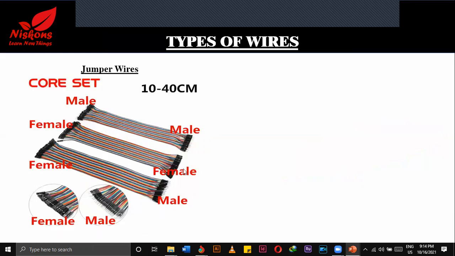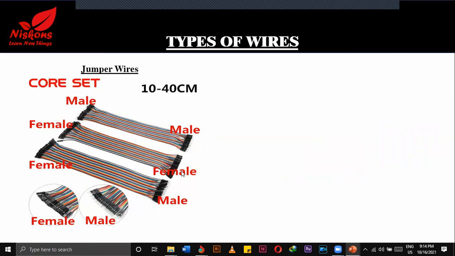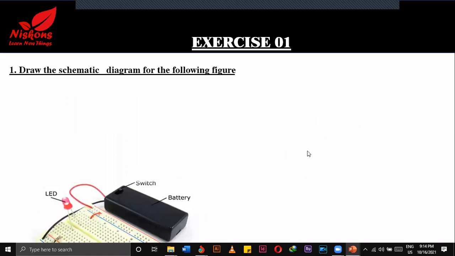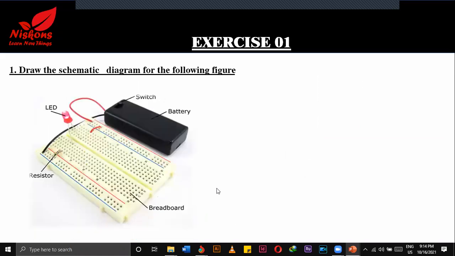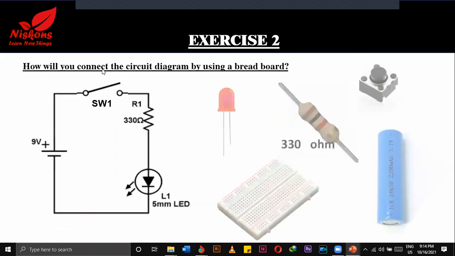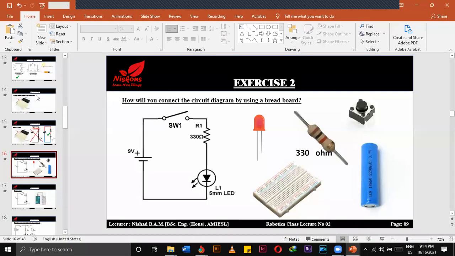Similarly, we have female to female and female to male cables as well. Three different kinds of cables are there, and also we will have auto wires. Circuit diagrams we will discuss in tomorrow's class: what the circuit diagrams are, how we can connect the circuit, and I'm going to give you another exercise. These exercises will be discussed in our next class.